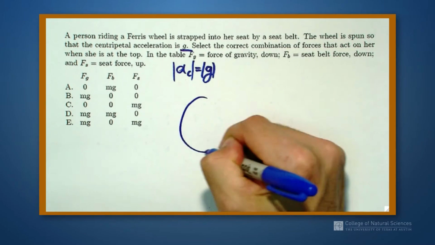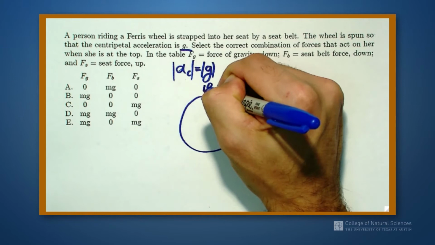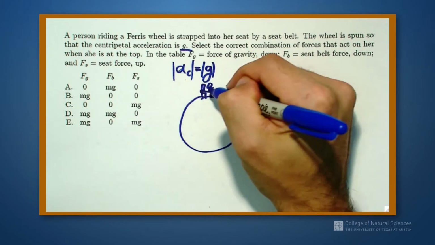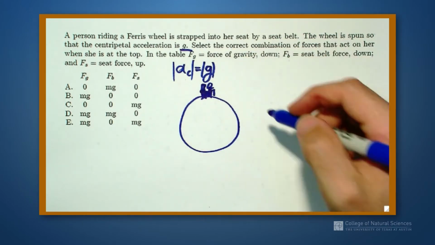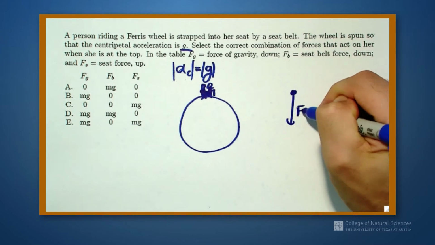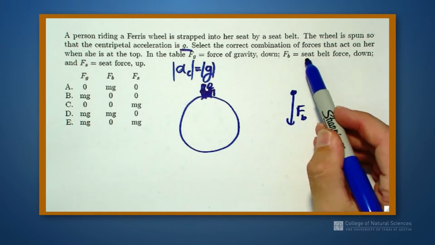So if I draw a picture for this, I have my little person sitting down, and they are sitting on a nice little seat. And they are strapped in with a seatbelt. So there's a seatbelt force pointing down. Seatbelt force, we're going to label that F sub B.